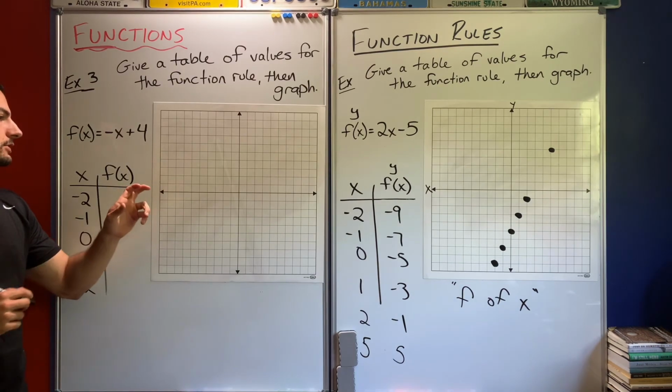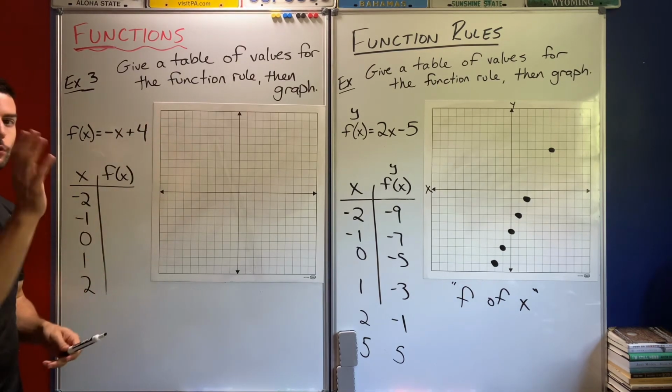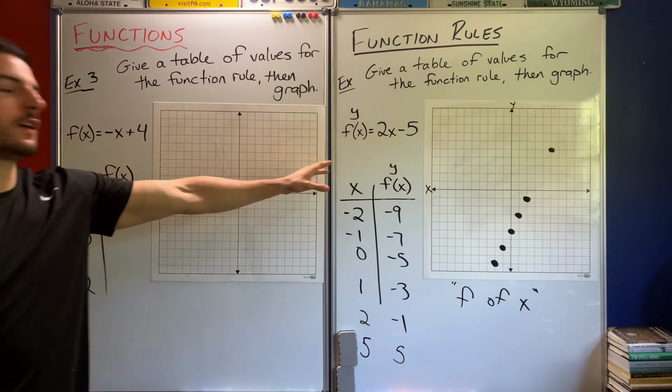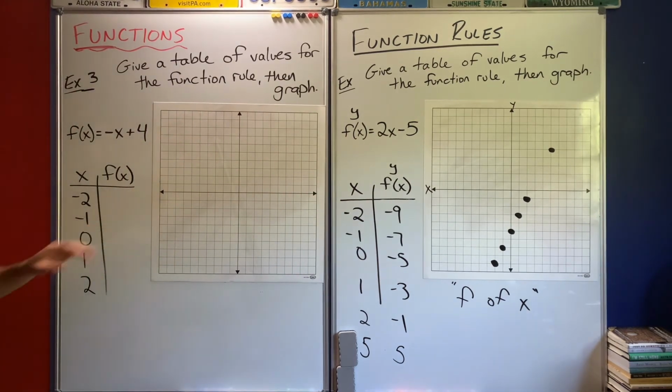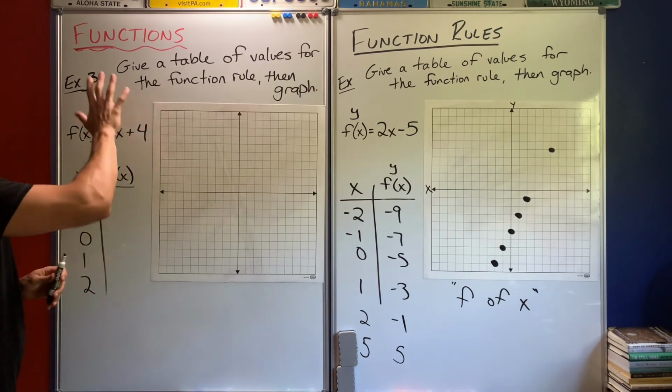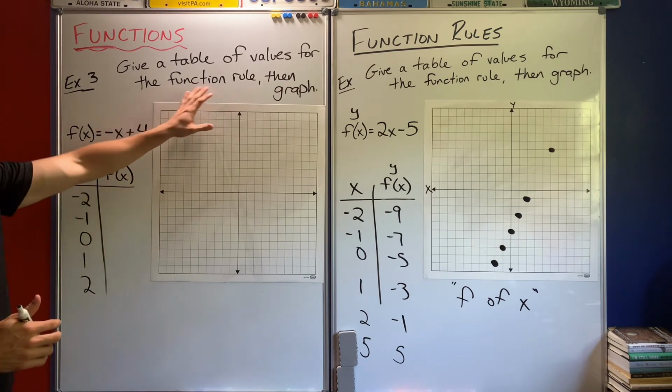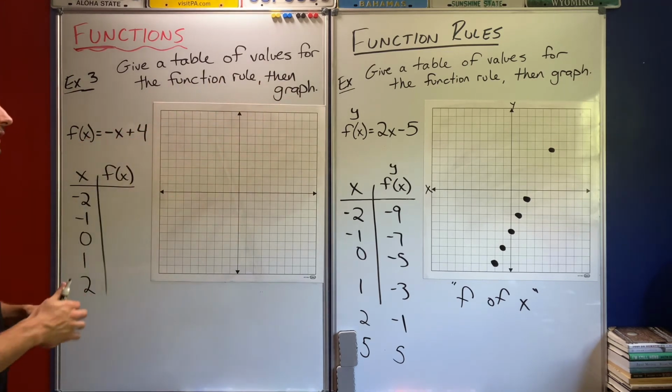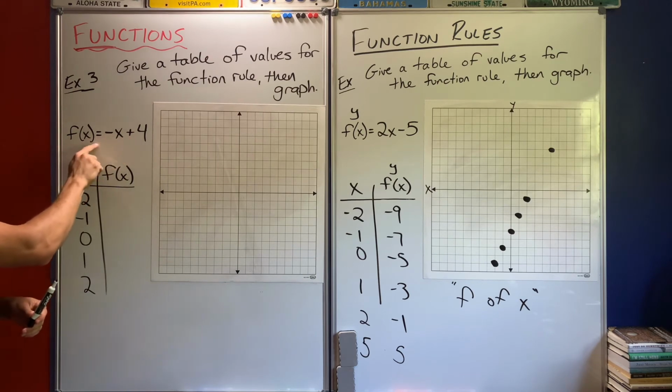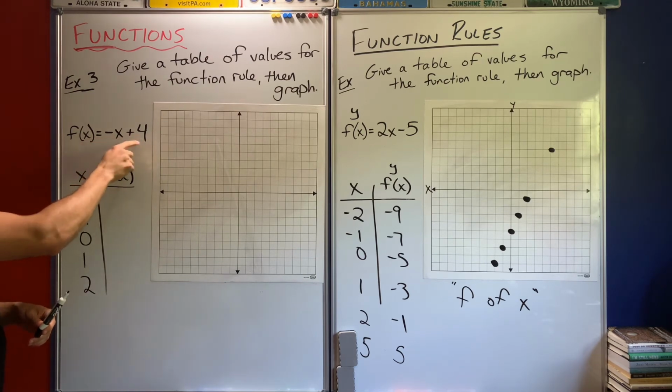Okay, so I threw another example up here for you. Example 3. I'm just going to whiz through it. It's similar to this one. Just to make sure we got it, though, I'm going to do one more. Same directions: give a table of values for the function rule and then graph. So I have this function rule: f of x equals -x plus 4.